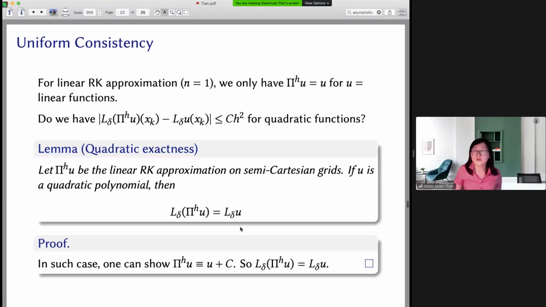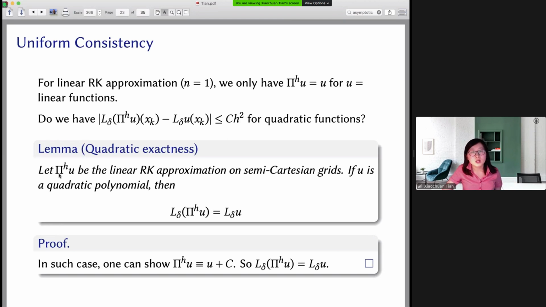And then I want to go a bit quicker. For the uniform consistency, we can also show it. And actually, if you look at quadratic functions, it passes the quadratic test. Even though it only reproduces linear functions for linear RK approximations, actually we can show that this holds also for quadratic functions.